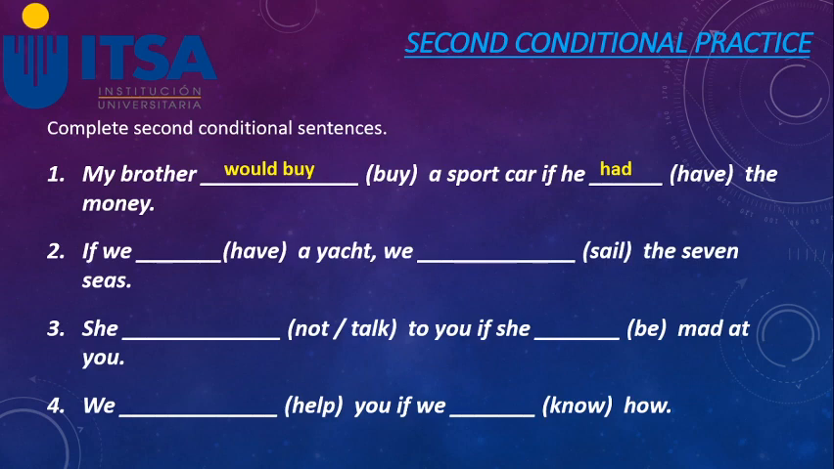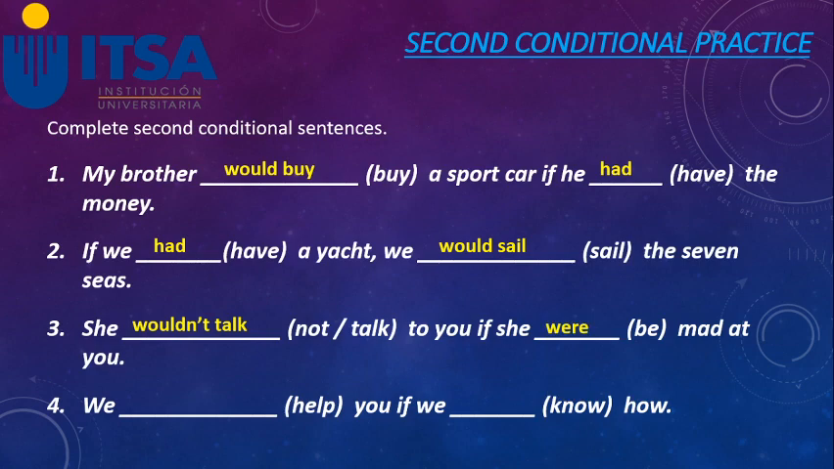So, number 2, if we had judged, we would sail the 7 seas. Number 3, she, again, result at the beginning, and in this case is negative. So, she wouldn't talk to you if she were mad at you.